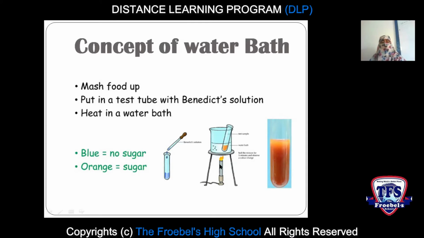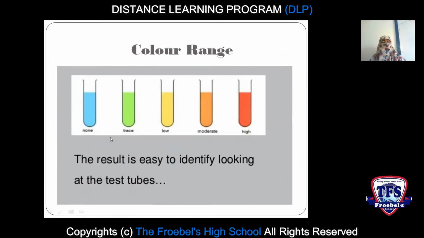The purpose of water bath is to provide heat. The purpose of water bath is to maintain the temperature. The purpose of water bath is to enhance the chemical reaction. After some time, you will have a range of color changes. If reducing sugar is absent, you can see blue color in this test tube. That means reducing sugar is absent.